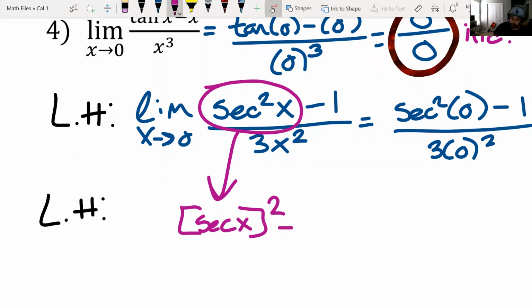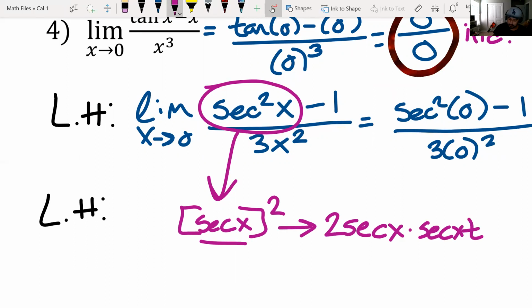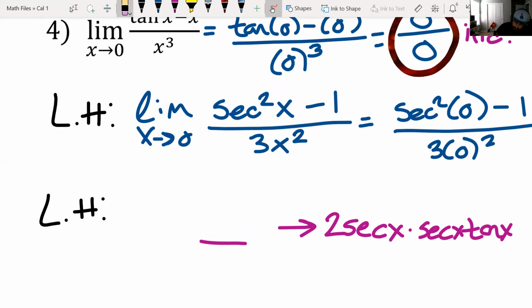So when we take that derivative, it's going to have to be chain ruled. So this will be 2 secant x times the derivative of the inside, which is secant x tangent x, okay? Secant x, tangent x. Okay, so with that being said, now we know what it is. So I'm just going to erase that for a second. Here, I'll leave that. I'll have to get rid of this and this part.